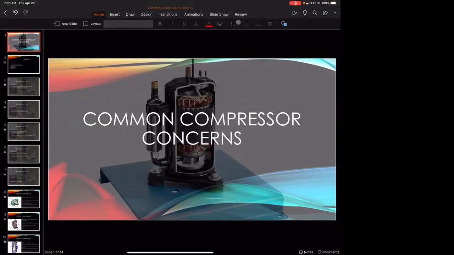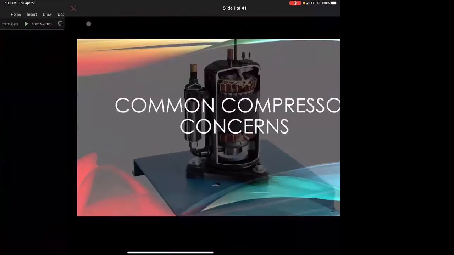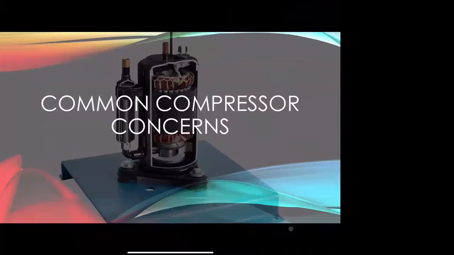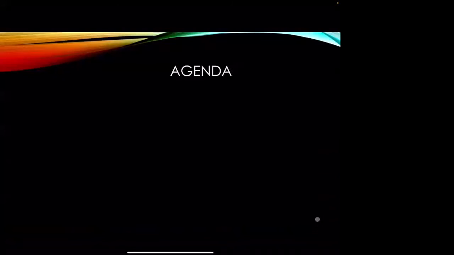To get started on our training today, we're going to be talking about common compressor concerns. What we see in the field, different types of compressors, so on and so forth. So let's start with today's agenda. Got quite a bit of information.